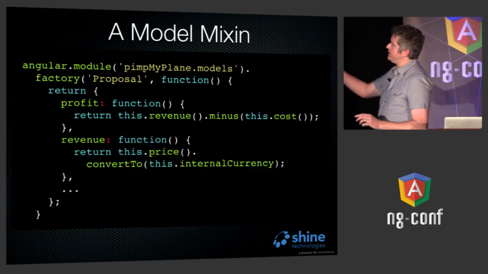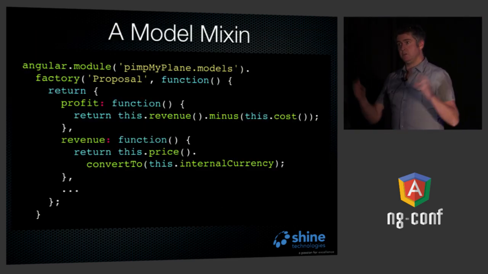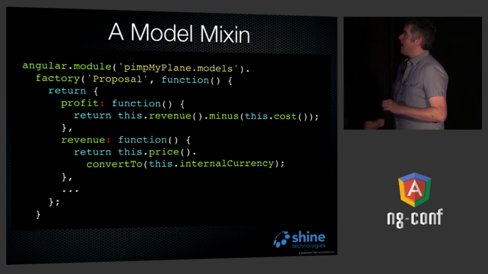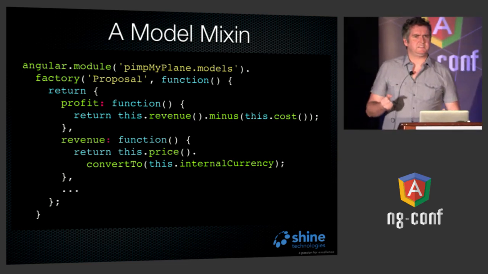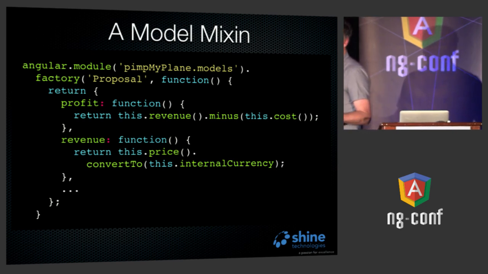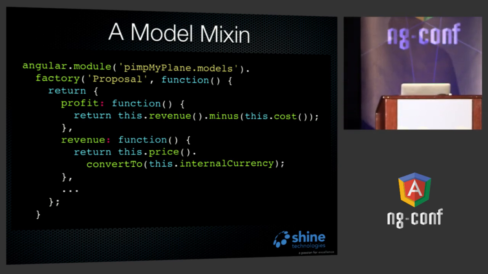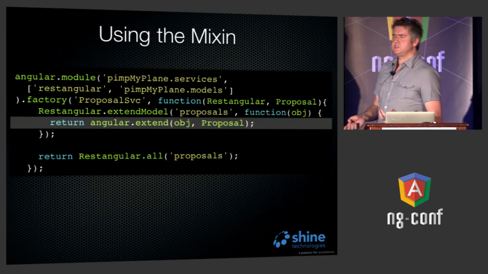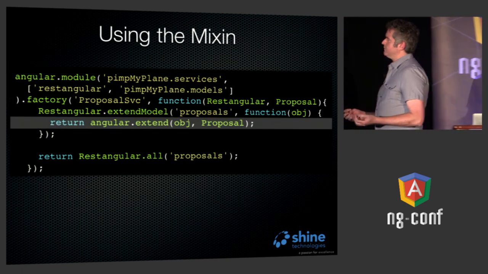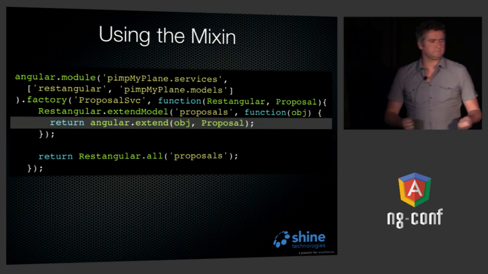So what I'm going to do is add another module dedicated to model mix-ins, and just create a simple proposal service, but it's not really a stateless service in any sense. It's really just intended to decorate some of these objects that come back from Restangular. We'll put the data there, so we can then use that in a mix-in fashion and mix it into the object that Restangular gives us back.